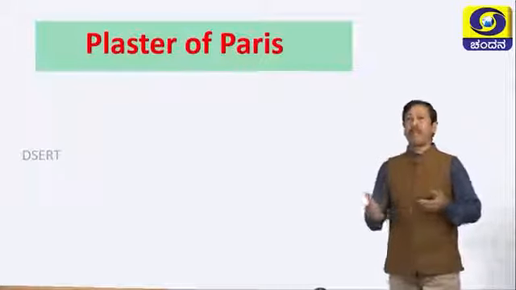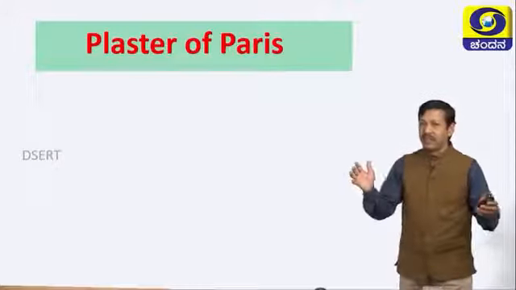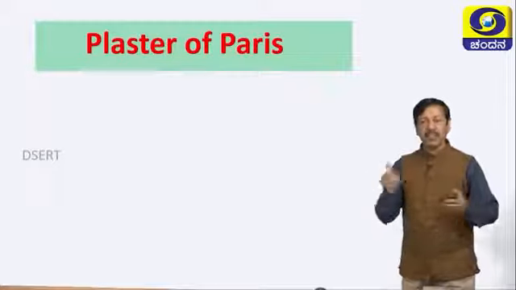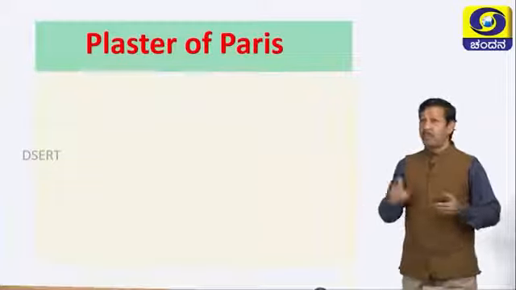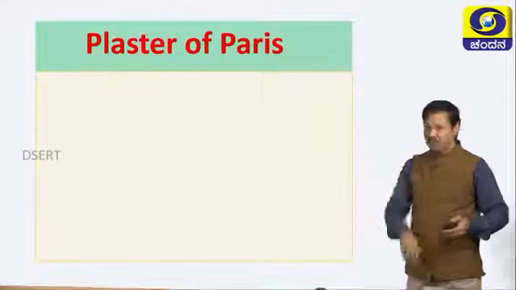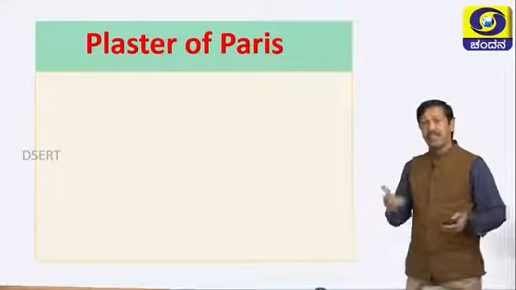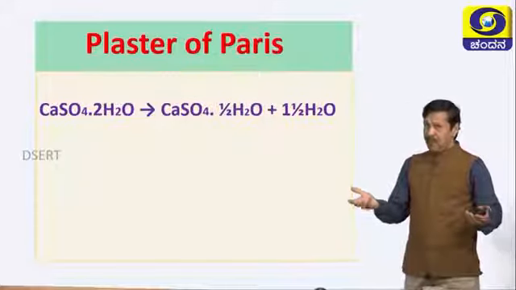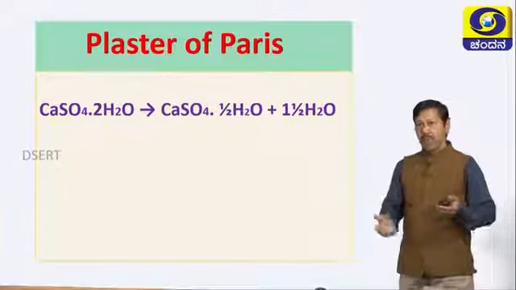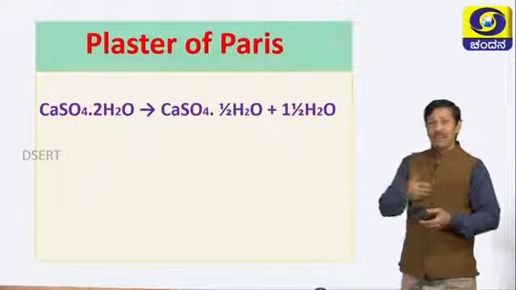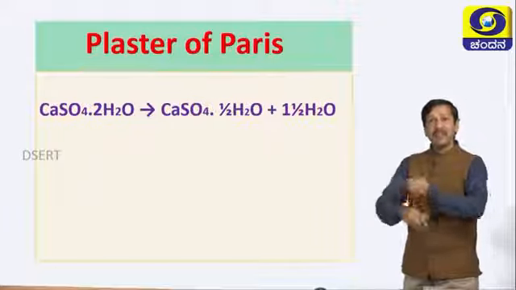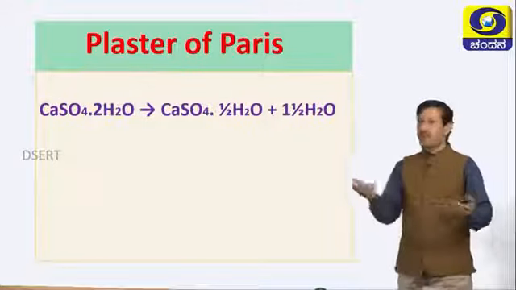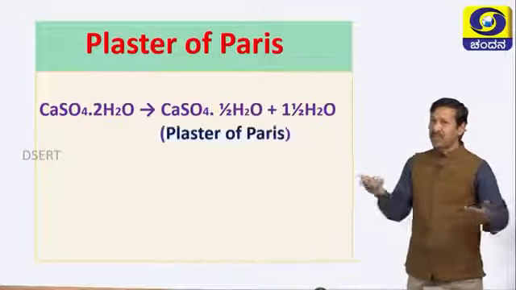Now the plaster of Paris, POP. You have seen many toys on the roadside, what are they made of? And also Ganesha statues during Ganesha festivals. So these are produced from plaster of Paris only, and also you have seen people wearing bandages, cement for their broken bone. For bone setting we are using this plaster of Paris.